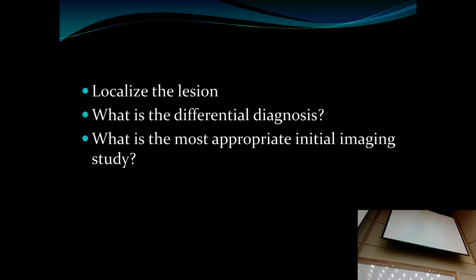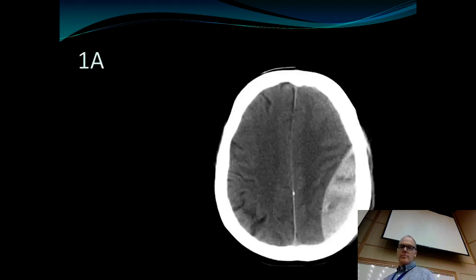All right, so in this setting, what scan do you want to get? CT. Our top differential is a bleed, right? We need something fast. We're looking for a hemorrhage, so we need a CT scan. All right, so here's the CT. So tell me, what do you see there? I hear a mixture of subdural and epidural. Anyone want to argue for one or the other?